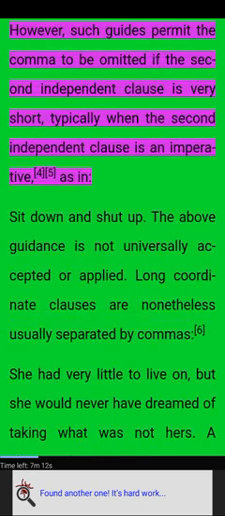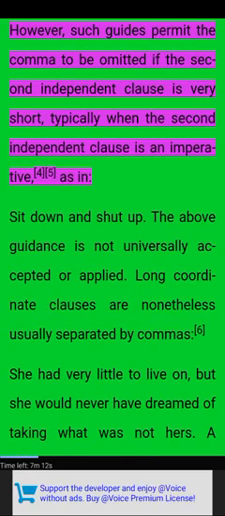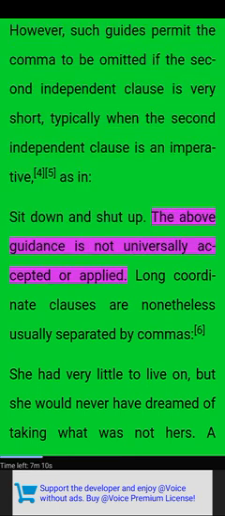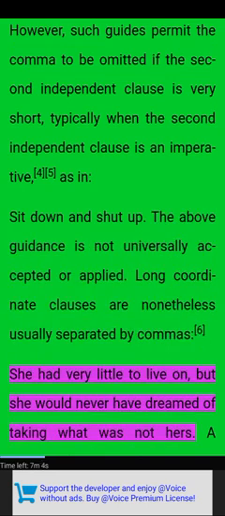However, such guides permit the comma to be omitted if the second independent clause is very short, typically when the second independent clause is an imperative. 4. 5. As in, sit down and shut up. The above guidance is not universally accepted or applied. Long coordinate clauses are nonetheless usually separated by commas. 6. She had very little to live on, but she would never have dreamed of taking what was not hers.